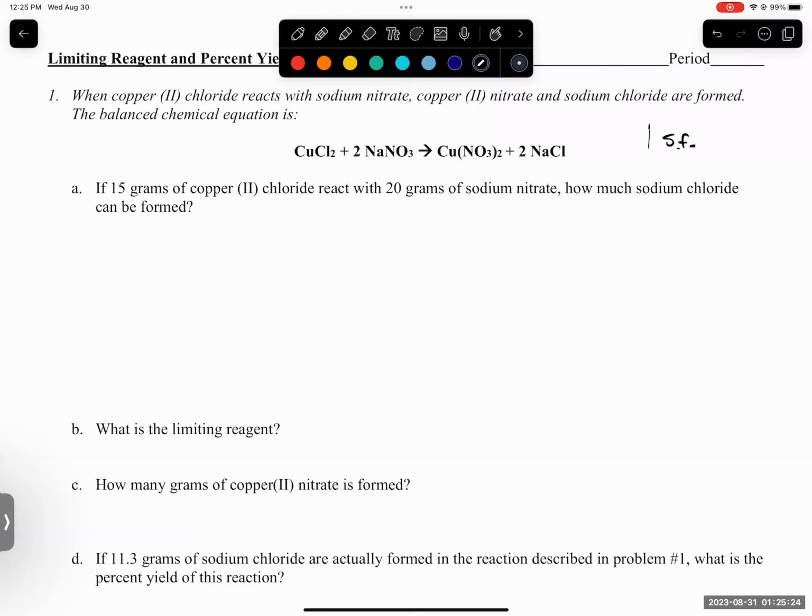Exactly. So they give us the mass of copper 2 chloride, and they give us the mass of sodium nitrate. So that's 2 things, and we know we have to calculate the limiting reactant. Next, what do we do? Convert them to moles, right? We're going to convert each reactant that's given to us in grams to moles using the molar mass. That's how we get from grams to moles.